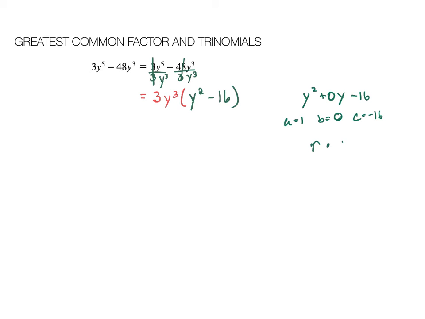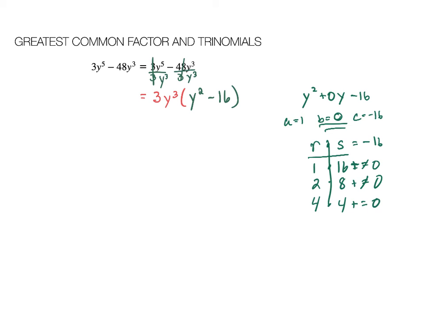So I want to find 2 numbers that multiply to C. Let's list them. Could be 1 times 16, could be 2 times 8, could be 4 times 4. Now they have to add up to the B value, so they have to add up to 0. Well, these don't add up to 0. These 2 numbers are never going to add up to 0. But these 2, the 4 and the negative 4, do add up to 0 if one of them is negative. And so I'm going to use that for my factorization.